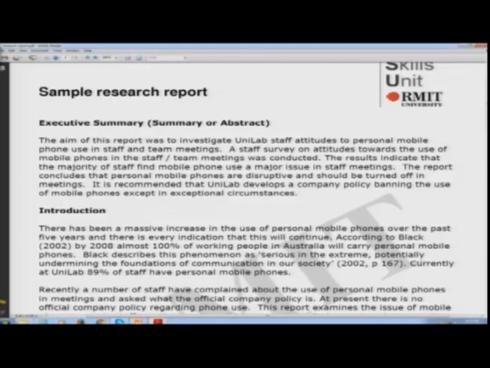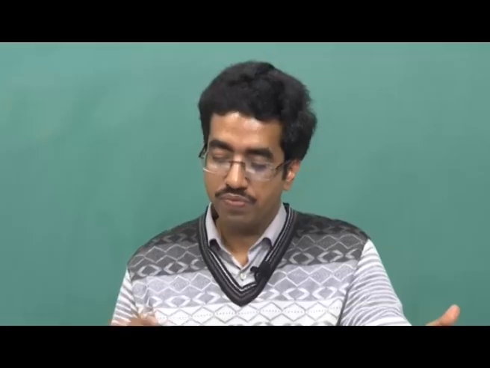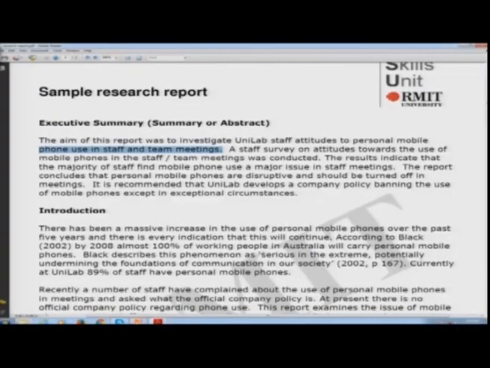So, this is about a particular company, Unilab, and the staff of its company, the attitudes of the people there towards mobile phone use in staff and team meetings. The researchers wanted to observe whether people use mobile phones in meetings and how others feel about it. So, this is the aim.